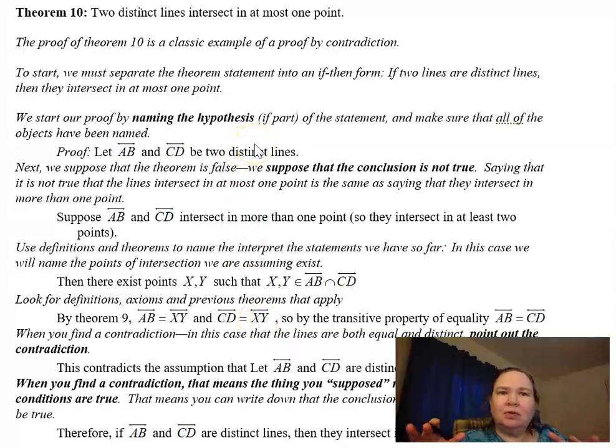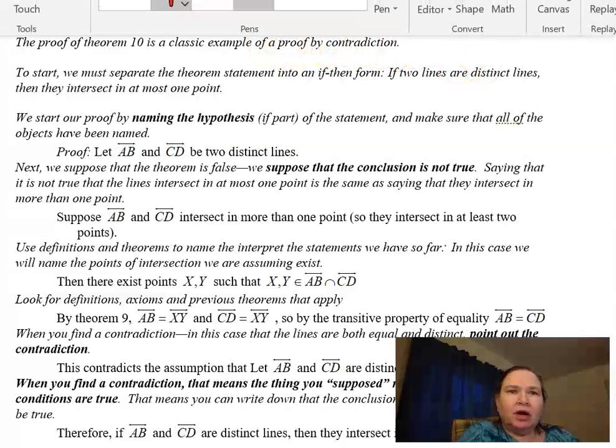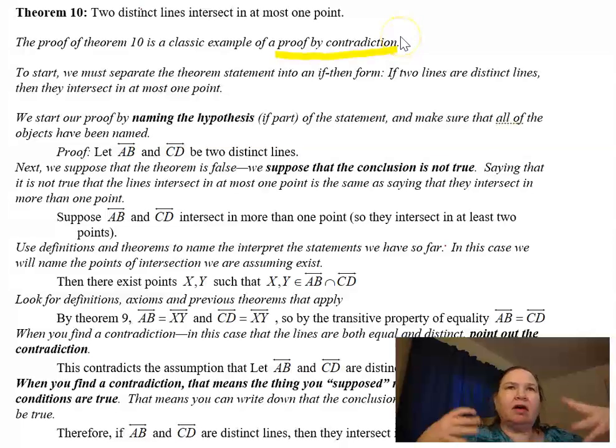Theorem 10 is going to be our first example of a proof by contradiction, and this is a really famous and useful strategy for proving theorems. So my goal right now is to emphasize and bring out what the pieces are that make a proof by contradiction, how you set it up, and what the structure is that you use.